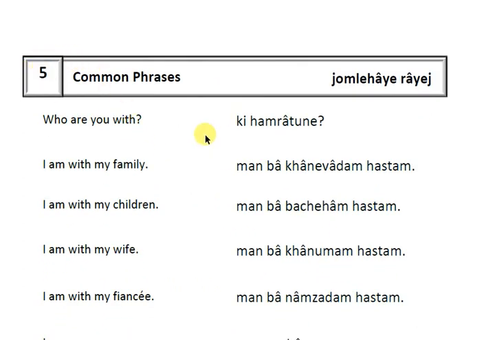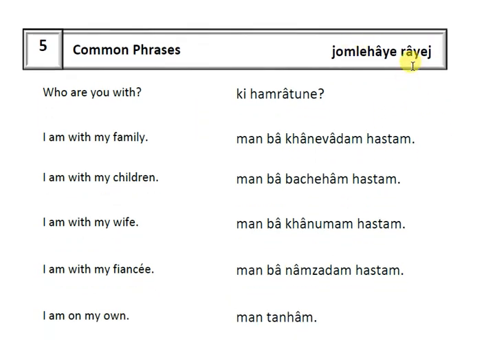Part number 5, day 2. جمله های رایج again. So we have common phrases related to this topic. کی همراهتونه؟ Who's with you, or who are with you? من با خانوادم هستم. خانوادم is my family. هستم, I am. من با بچه هام هستم.